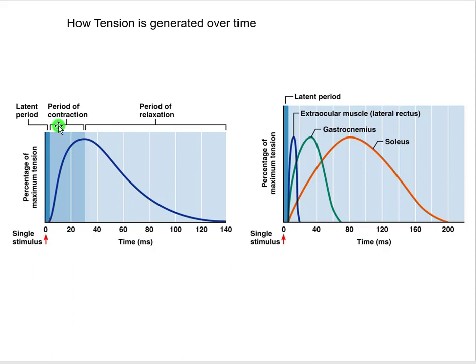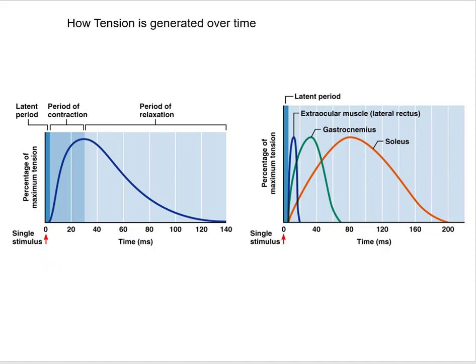And then the muscle starts contracting. On the y-axis is percentage of maximum tension possible by that muscle. And you'll see at the beginning, the muscle generates very little tension. And as you continue to go along in time, the muscle generates more and more and more tension, and then it peaks, and that is the period of contraction. From there, the muscle starts relaxing, and it goes all the way down over this window of time following a single stimulus. And the fact that it's a single stimulus here is really, really important.